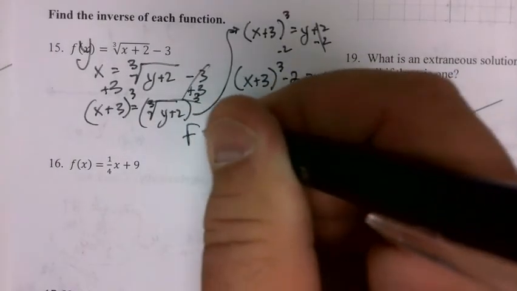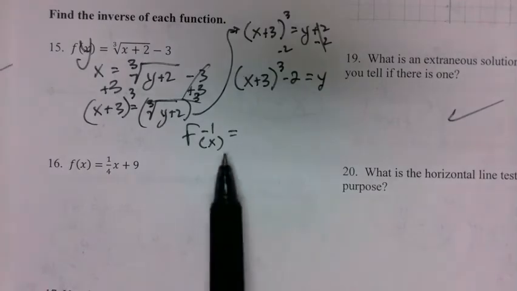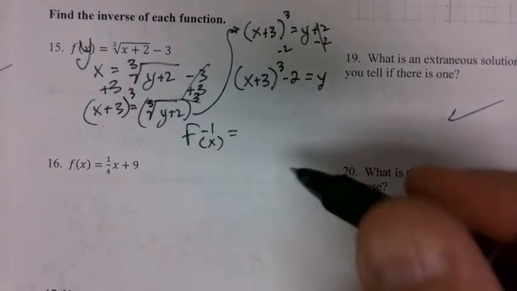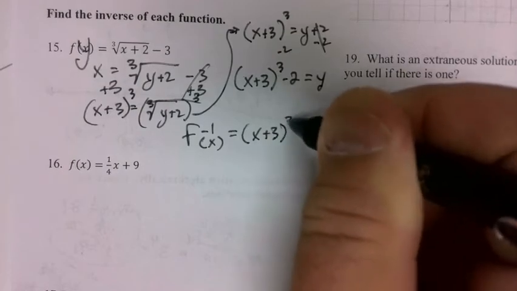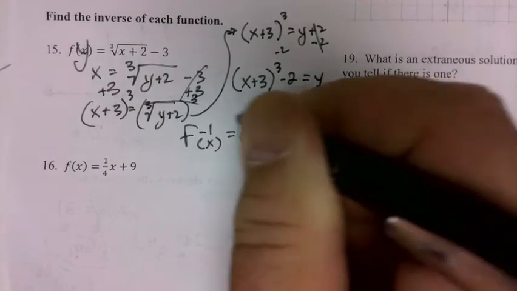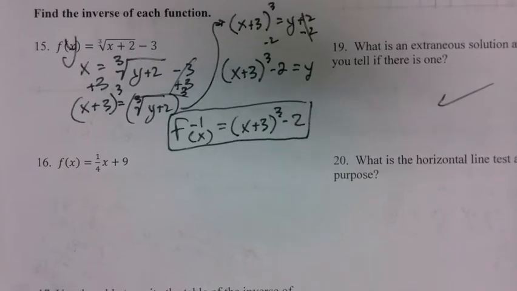And to finish it off, I'm going to put it back in inverse notation. I'll use f inverse for that. f inverse equals x plus 3 cubed minus 2. And there we go.